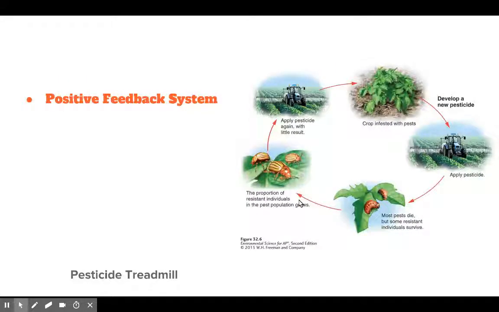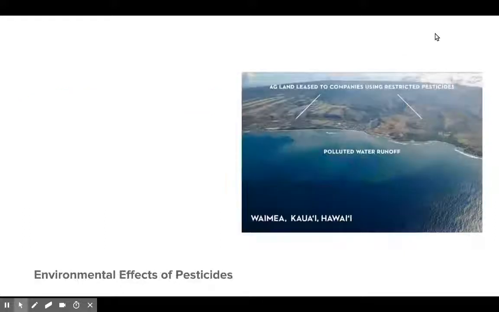And what we get is what they call the pesticide treadmill, and this is a positive feedback. And again, what I said, you apply the pesticides, some are resistant, they apply some more, and it's just constant, this positive feedback where they're adding more pesticides to the field just because of those resistant alleles.